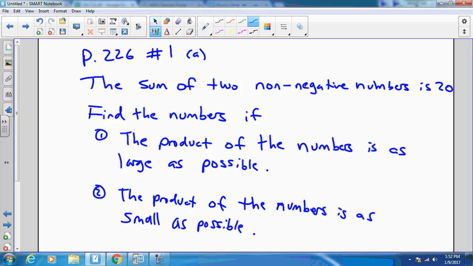Now the actual calculus on this is really, really easy. We're going to focus our attention on the translation from English into math. You want to go through and translate each sentence, paying attention to every word as a detail. So let's start with this first sentence. The sum of 2 non-negative numbers is 20. How can we translate this into math?